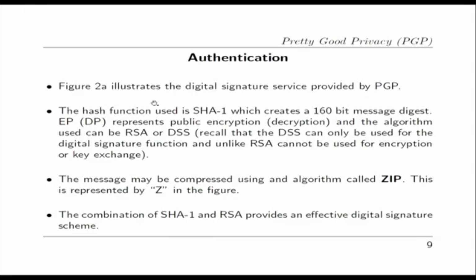So let us come back. That figure illustrates the digital signature service provided by PGP. The hash function used here is SHA-1, which creates a 160-bit message digest. EP and DP represent public key encryption and decryption, and the algorithm we use here is RSA or the Digital Signature Standard, which is based on the ElGamal cryptosystem. Zipping is the compression, and it is applied to the message along with the hash code, denoted by Z in the figure.